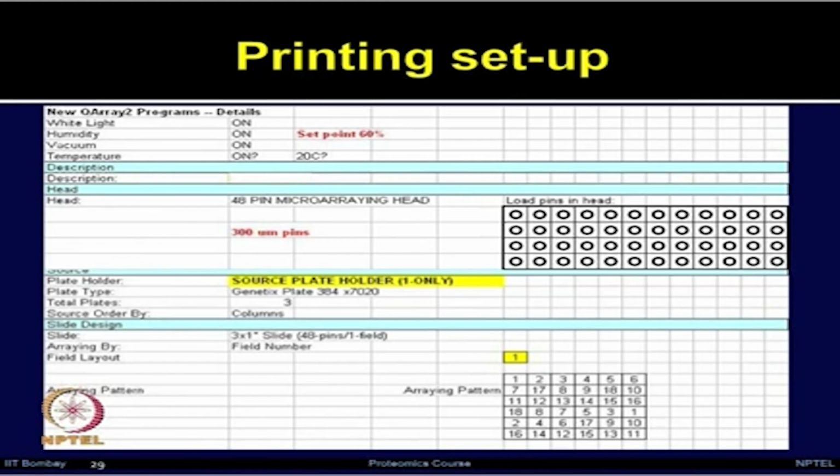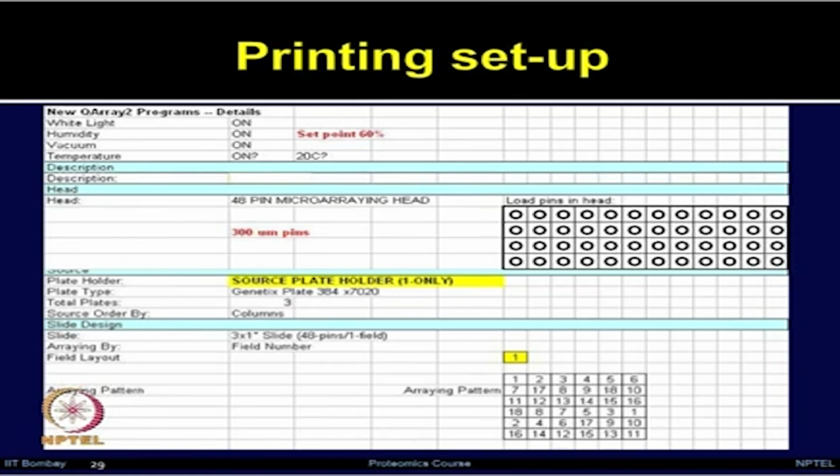So, on the software, you first need to define various types of parameters. You need to define what type of pins you are going to use. For example, one can use even 48 pins for printing several features simultaneously, or go as low as 1 or 4 pins. These could be of different sizes, like 300 microns or 150 microns, depending on what type of density you want to achieve. You definitely need to ensure that good humidity is maintained throughout the experiment. So, at least 60% humidity should be there.